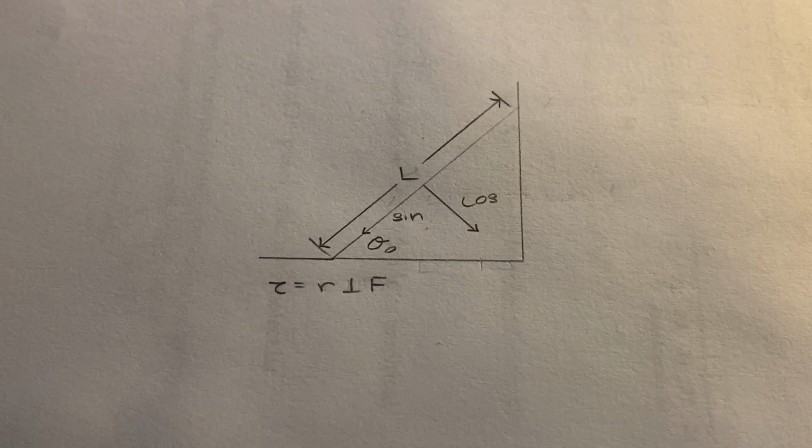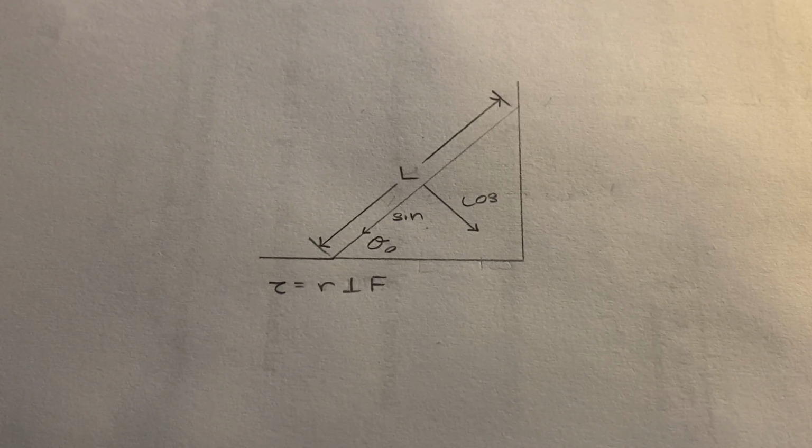As you can see, there are two components, sine and cosine. The component that is perpendicular to the radius is the cosine component. Therefore, F is going to be mg cosine theta naught. When this equation is put together, we get that the torque is equal to mgL cosine of theta naught all over 2.